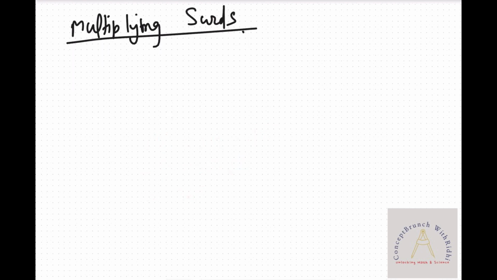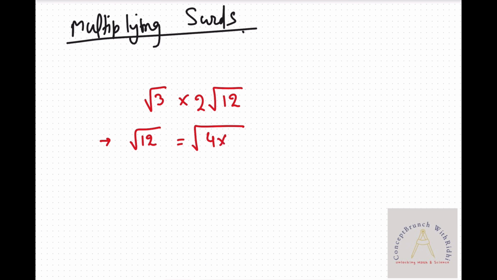Now let's move on to multiplication. Multiply the following surds: root 3 times 2 root 12. Let's do a step-by-step solution. First, what can we do? We have to break root 12. Root 12 we can write as root of 4 times 3, correct? Again we can break further, root 4 times root 3, and we can write that as 2 root 3, correct?